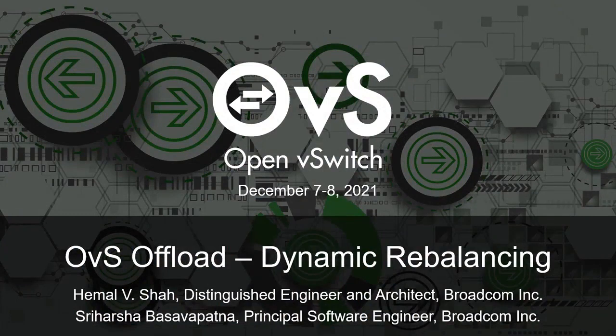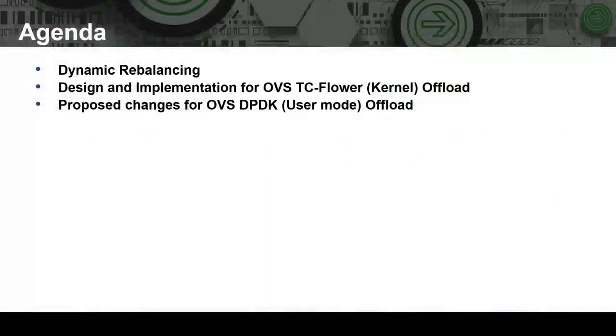This presentation is about an OVS offload feature called dynamic rebalancing. Let's go to the first slide. In the following slides, we will go through the problem and solution at a high level. Then we will look at the design and implementation of dynamic rebalancing for OvS-TC based offload, that is in the kernel mode. We will then take a look at the gaps and challenges to support this feature with OvS-DPDK or user mode offload.